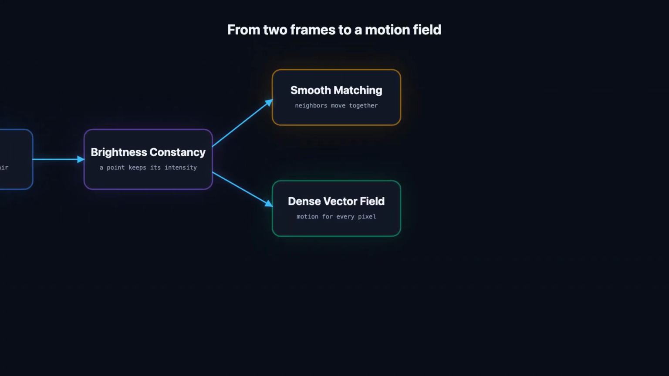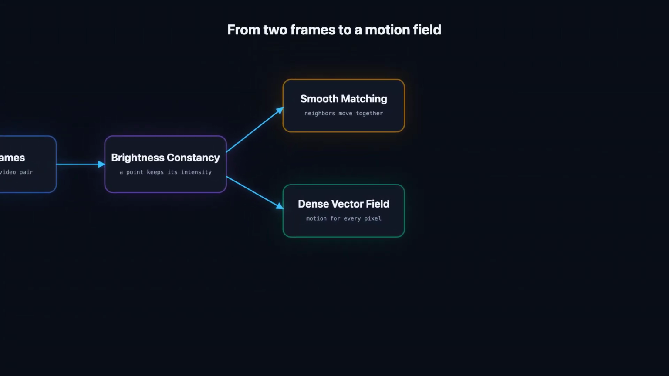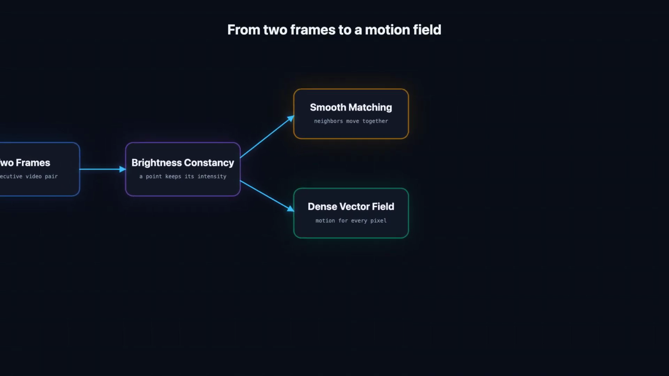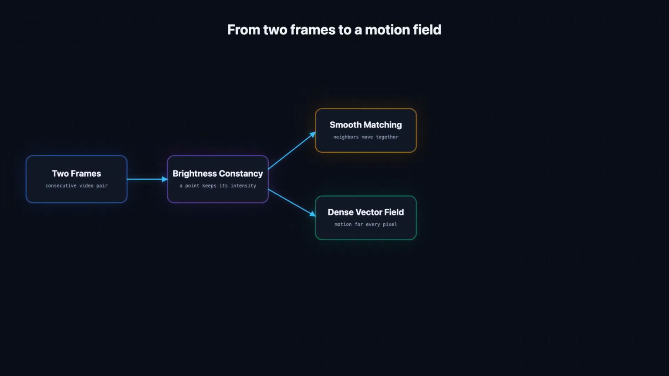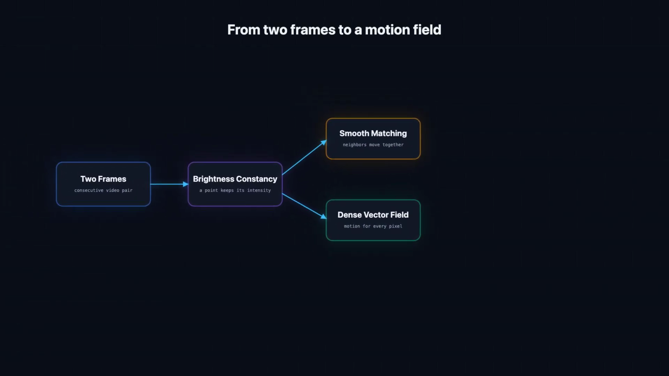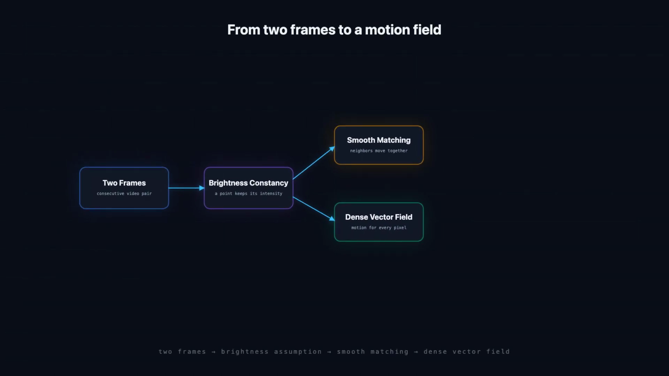Classic algorithms like Lucas and Kanade, which track a sparse set of points, or Horn and Schunck, which solve for dense flow, compute this directly, while modern networks such as FlowNet and RAFT learn to estimate it far more robustly from data.